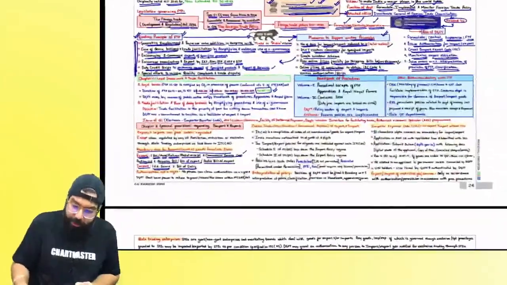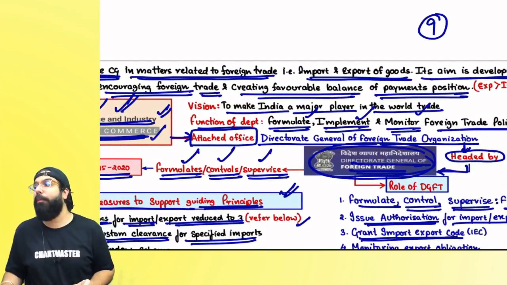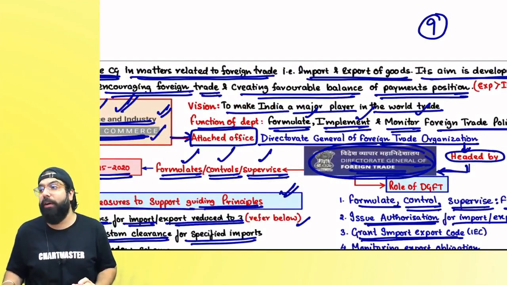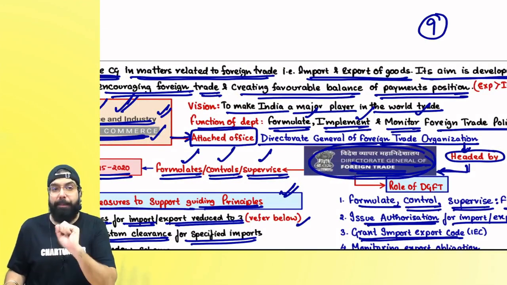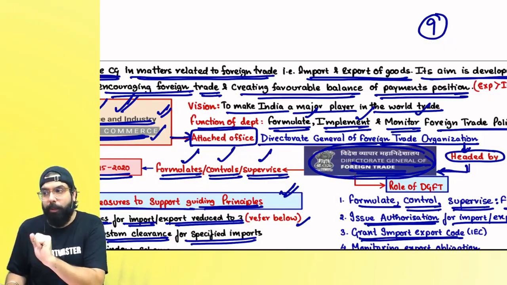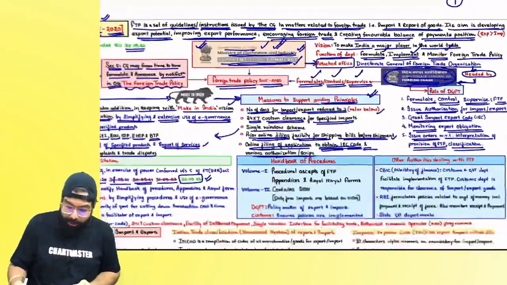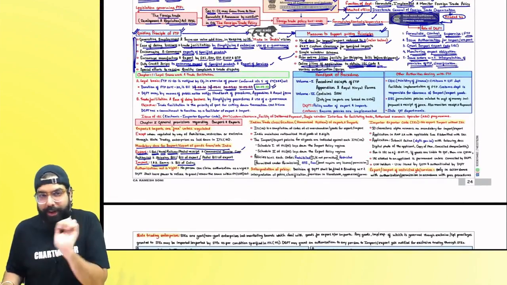Everyone over here. Now when you read the foreign trade policy, there are 9 chapters in the foreign trade policy. If you actually go to the foreign trade policy, it's a big book. Now all 9 chapters are applicable to you, but out of that, 7 chapters are the most important ones. Now for every chapter, what I've created is a small paragraph, showing how much you should read.